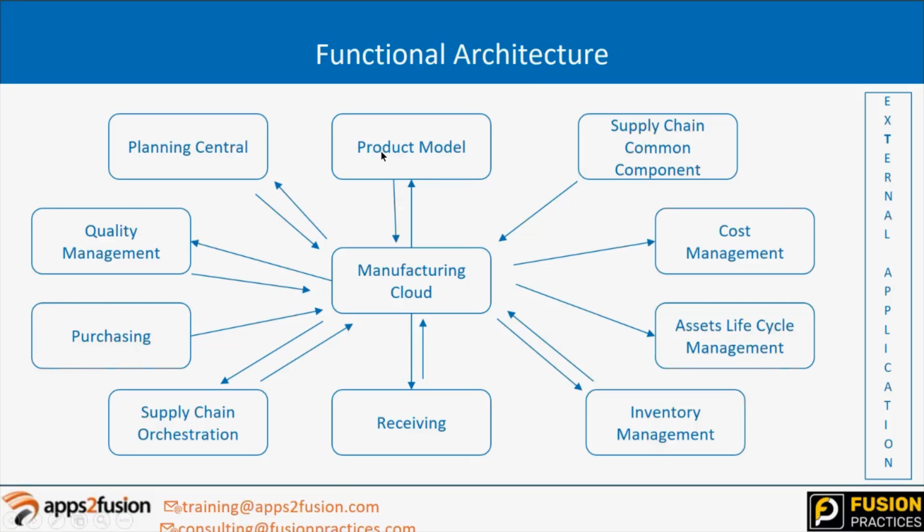So here, let's start with this box called product model. Product model is nothing but the place where you define your items. It's the product information management, and all the item details are shared over here. In the sense, it tells the manufacturing cloud the item, the type of item, the item structure, and what components are needed to build that item. If manufacturing does not have that information, it will not even know what it needs to build.